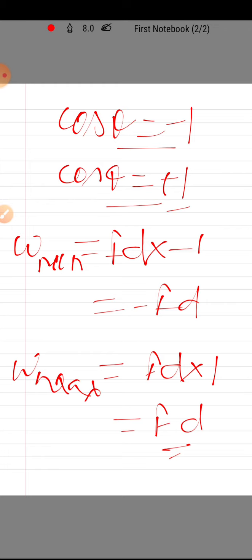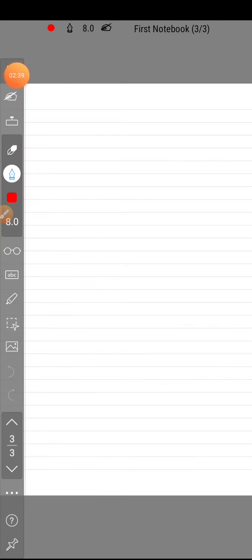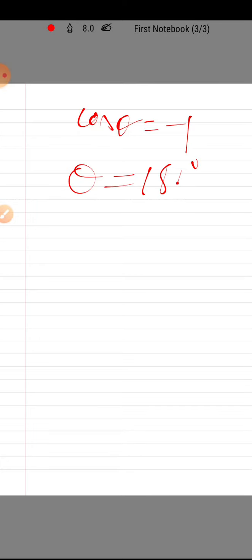Now we have to determine the condition. We know that minimum work occurs when cos theta is -1. Cos theta is -1 for theta equal to 180 degrees, which means suppose you are applying a force in this particular direction and your displacement is taking place in this particular direction. This is the direction of displacement and this is the direction of force. So here is the angle of 180, which means if the displacement is in the opposite direction to the force, then the work will be minimum, because the angle created here is 180.